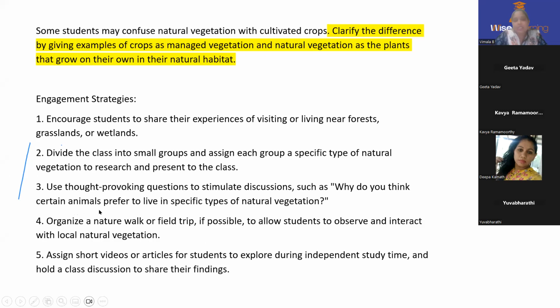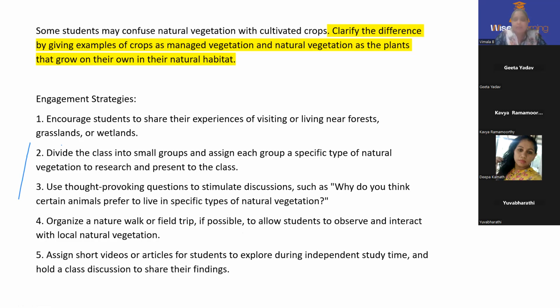Why do you think certain animals prefer to live in specific types of natural vegetation? Organize a field trip. It is not necessary to organize a field trip for every session. I can take them to the ground in our own school or a nearby small park or anywhere, and ask them to observe and interact with the natural vegetation. Lastly, I can show them short videos or articles for students to explore during independent study time.